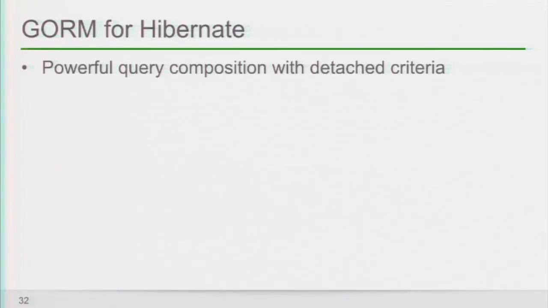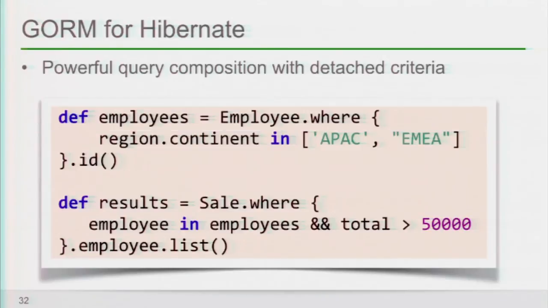So why would you use GORM? Why don't you just use Spring Data? Well, other than dynamic finders and everything, GORM has hugely powerful query composition and detached criteria. This is just a recent example that I gave in my talk earlier, from a new feature in Grails 2.4, where, using where queries, you can compose queries using GORM.